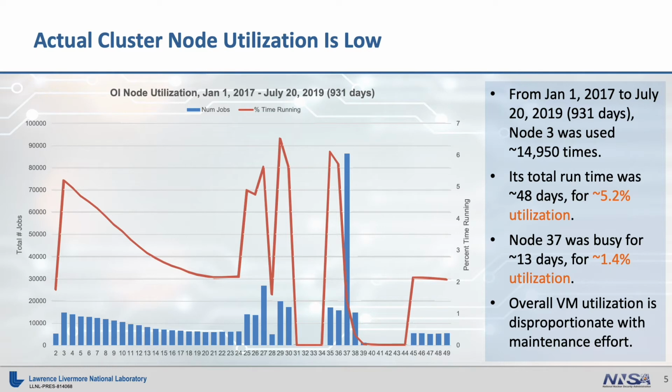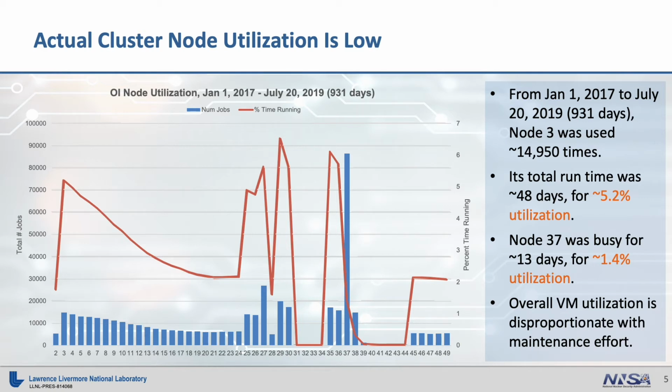The other issue is the actual node utilization of the cluster is low. This is a combined graph covering a period of almost 2.5 years. The blue bars show the number of jobs processed by each node. The red line shows the percentage of time during that 2.5-year period the node actually spent processing.